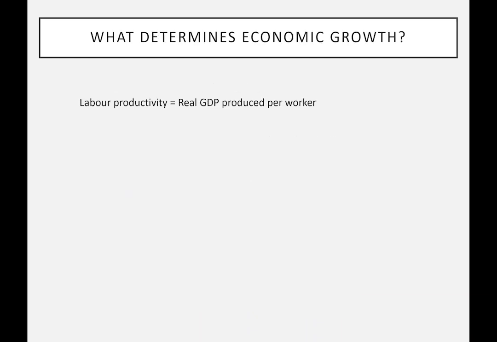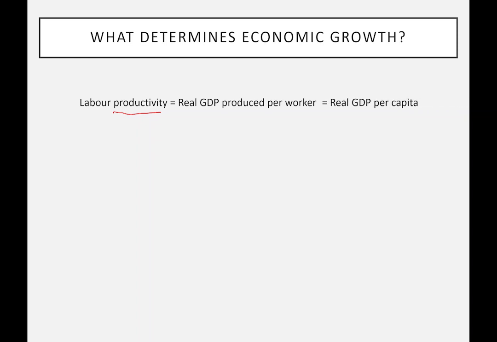So another way to view this is to say, well, what determines economic growth? That is, what would shift the long-run aggregate supply curve to the right? And in simple terms, in economics, we refer to this as labor productivity. Productivity means the amount of real GDP that can be produced per worker. And so then the real question underneath it is, well, what increases labor productivity?